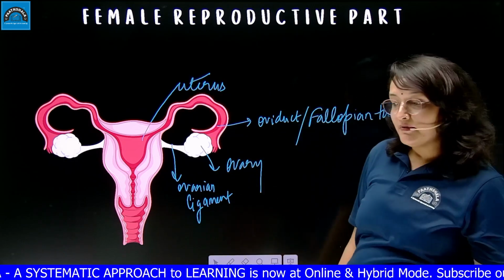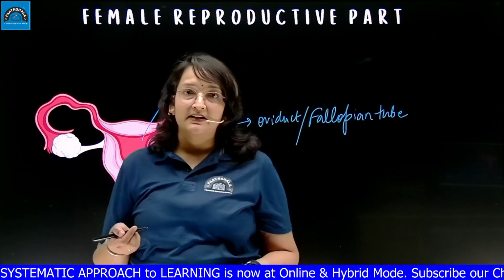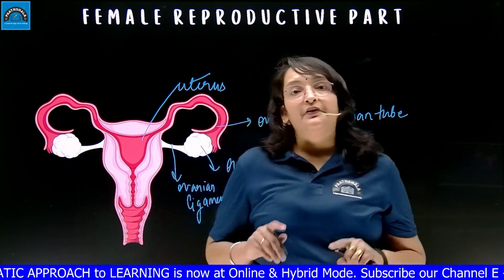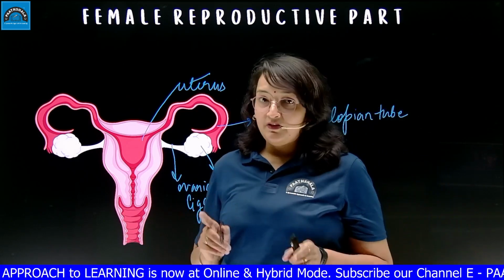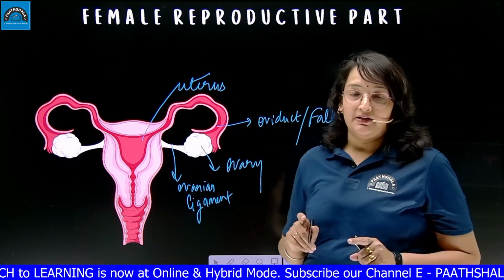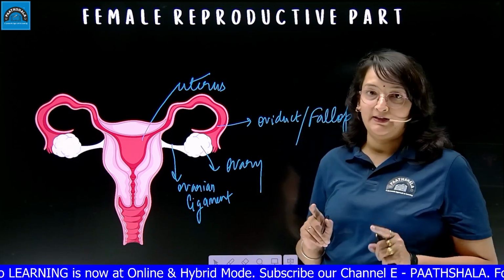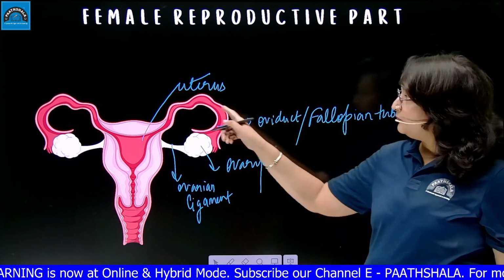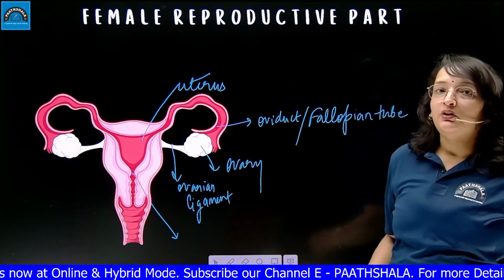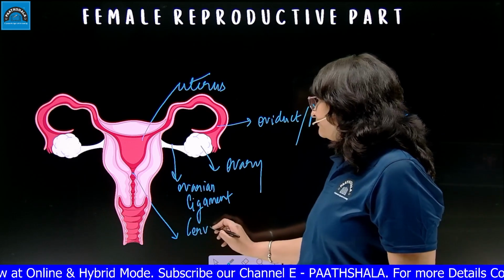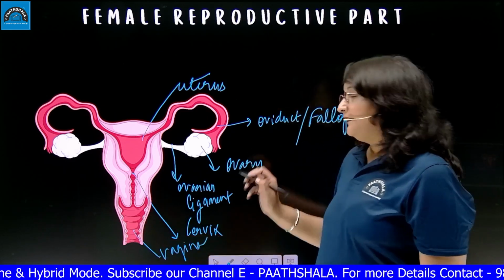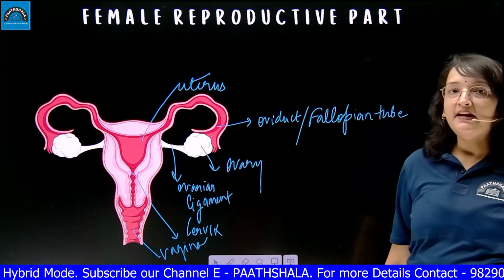Uterus. Always remember, students mostly make a mistake while writing. They generally write ureter as uterus and uterus as ureter. Ureter is the part of excretory system. It is present in male and females both. But uterus is the only female reproductive part. Uterus is only in female body. So the oviduct, fallopian tube, opens into the uterus. Now the narrow part of uterus is called cervix, and the opening of cervix is called vagina. These are the structures of female reproductive system.